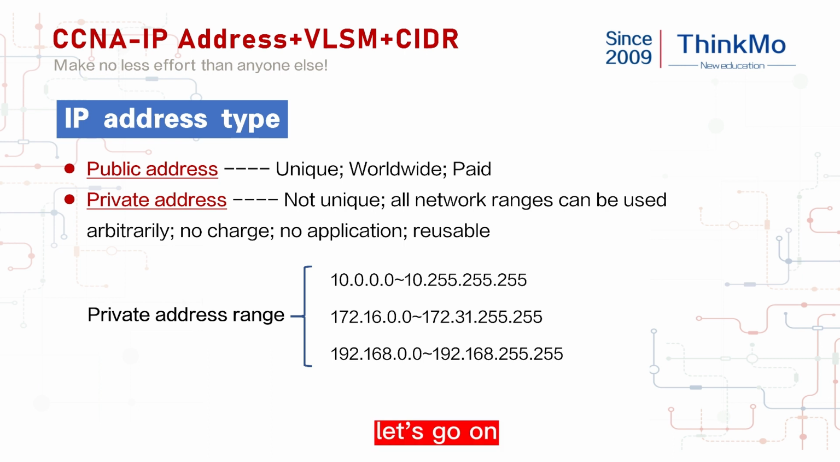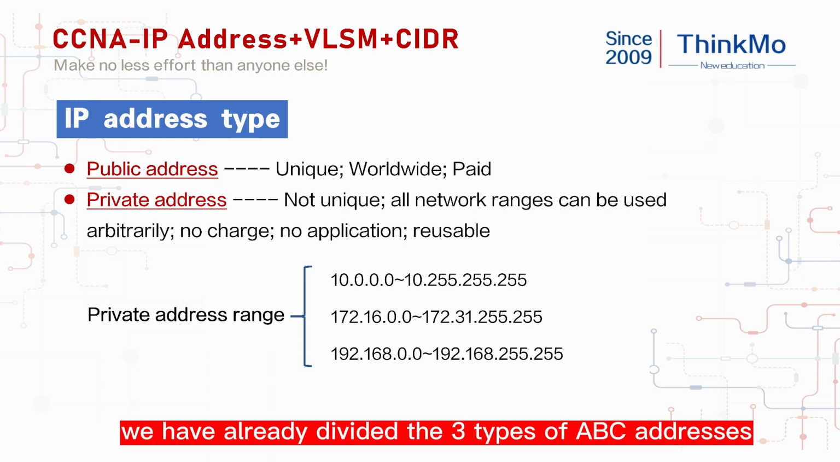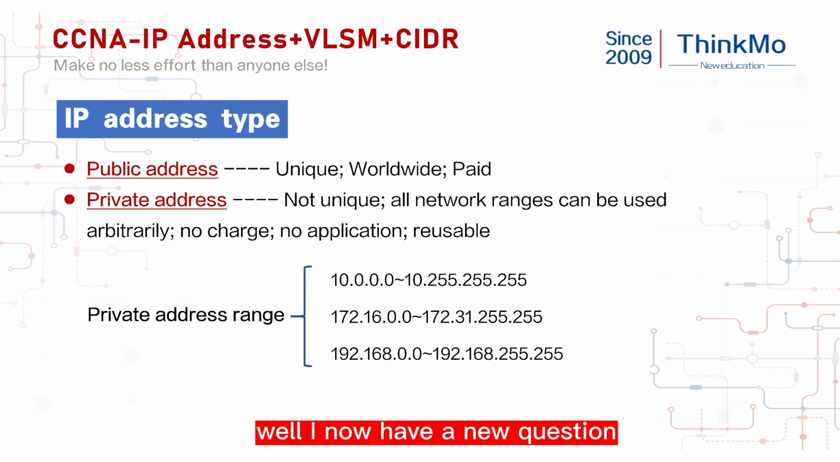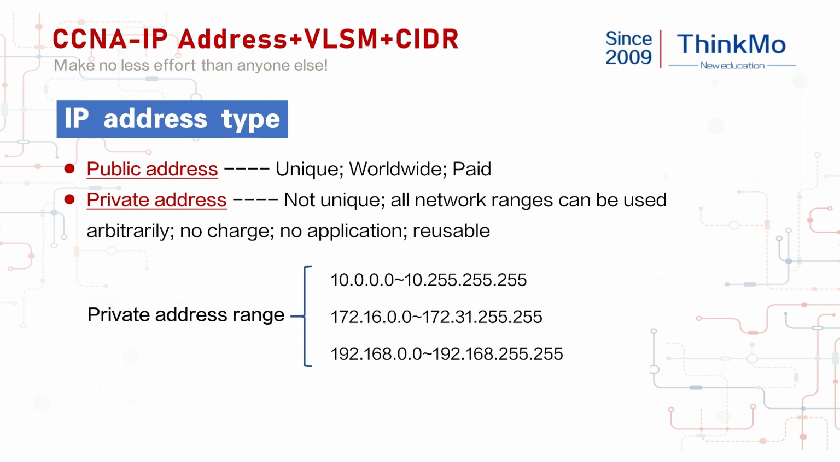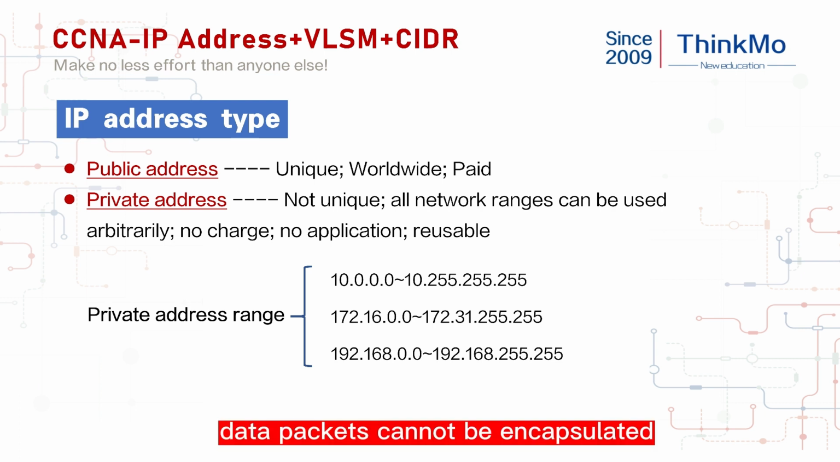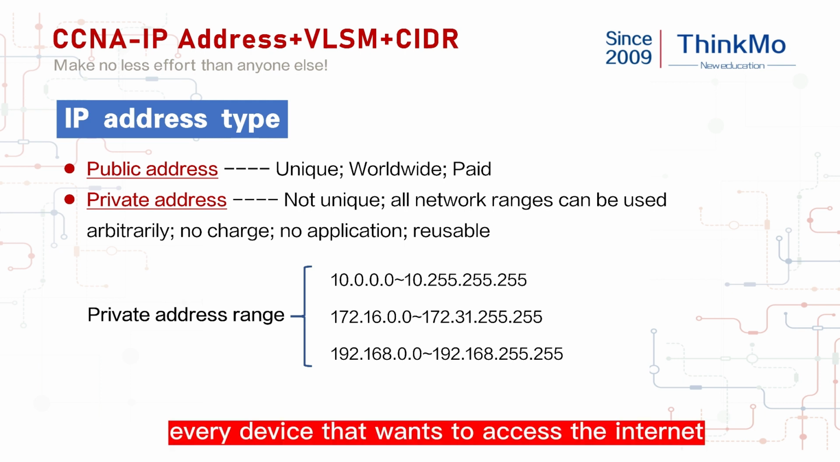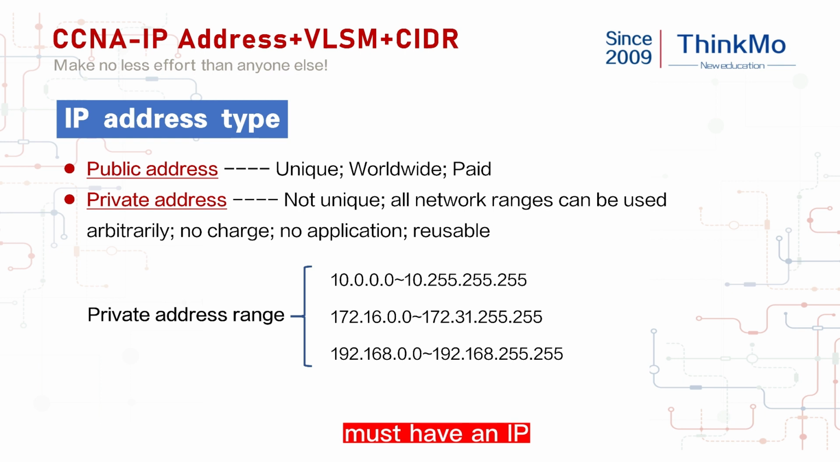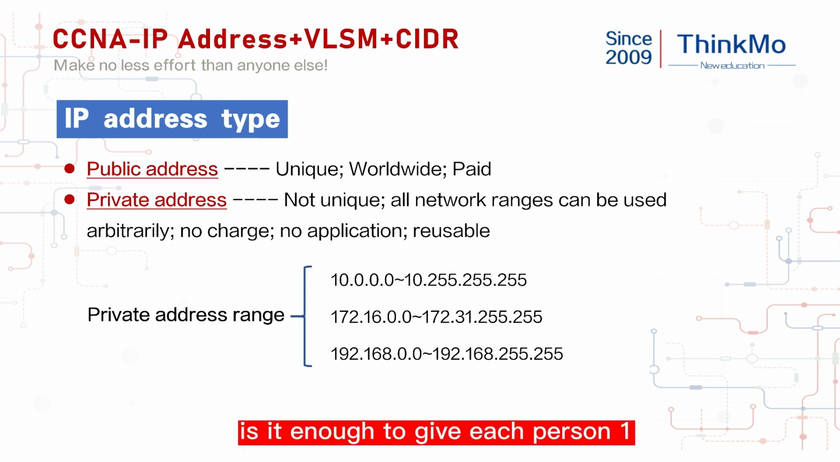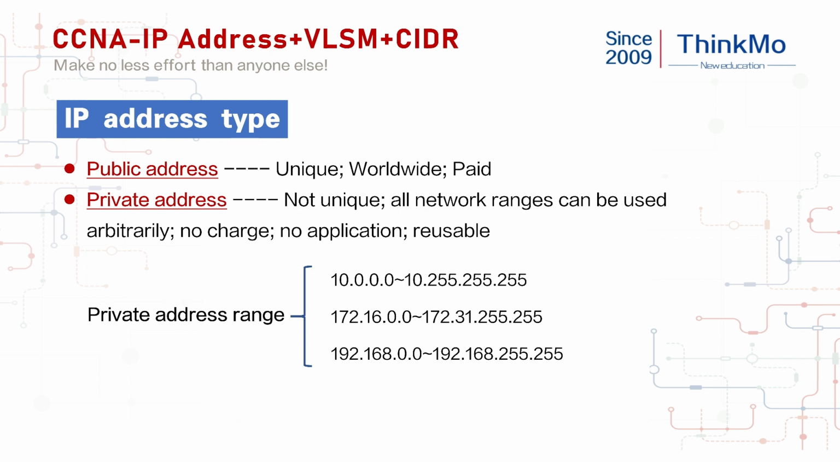Okay, let's go on. We have already divided the three types of ABC addresses. Now I have a new question. If I were to assign an address to all the devices in the world, everyone must have an IP, because without an IP, data packets cannot be encapsulated and you can't get online. Every device that wants to access the internet must have an IP. Is it enough to give each person one? Definitely not enough.